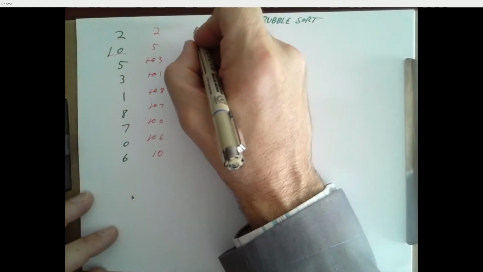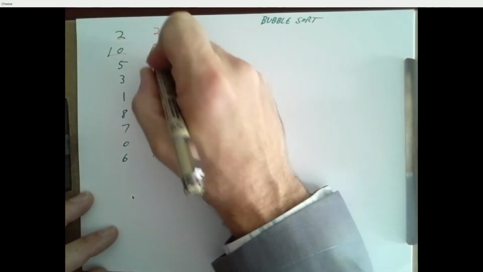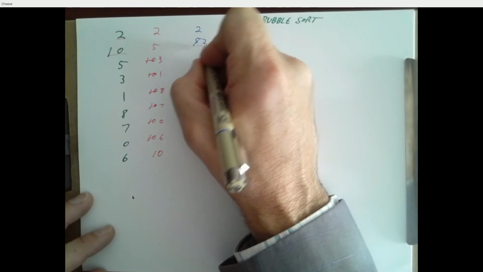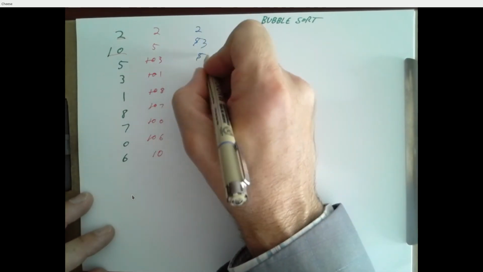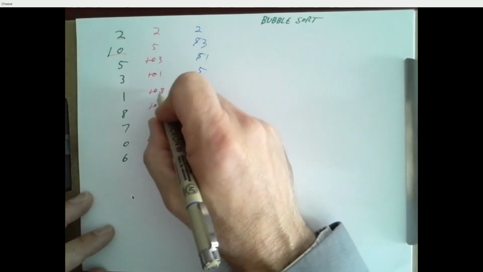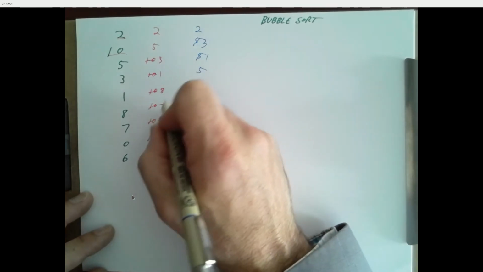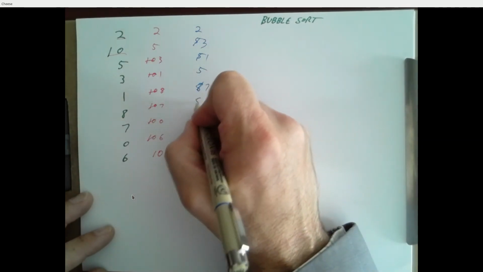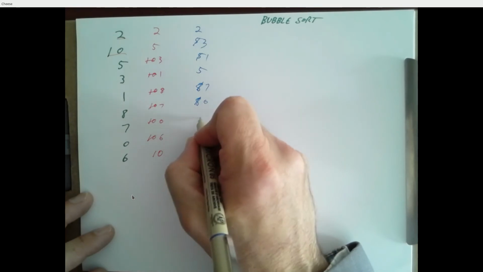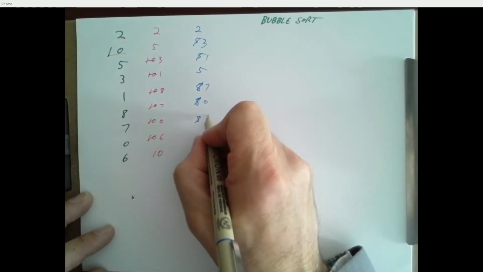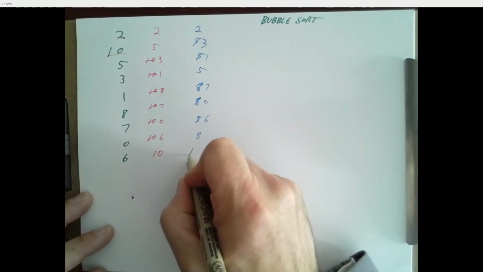Compare the 2 and the 5, those are in the right order. Compare 5 and 3, those are out of order, so swap. Compare 5 and 1, those are in the wrong order, so swap. 5 and 8 are fine. 8 and 7 are in the wrong order, so swap. 8 and 0 are in the wrong order, so swap. And 8 and 6 are in the wrong order. And 8 and 10 are fine.